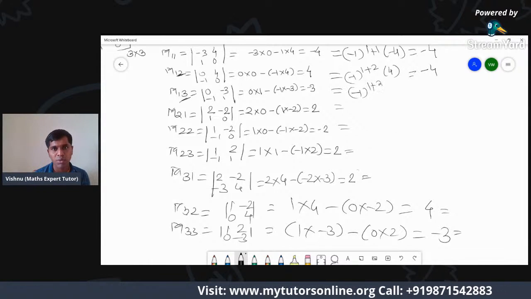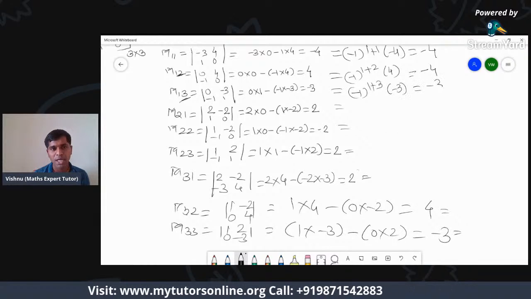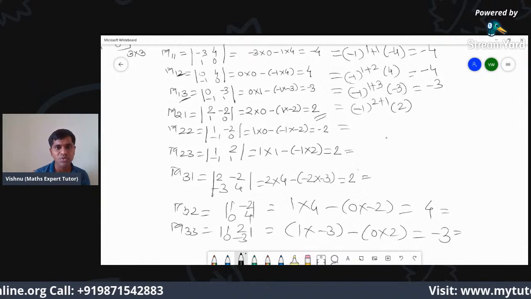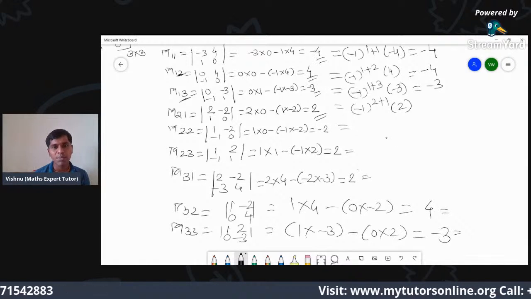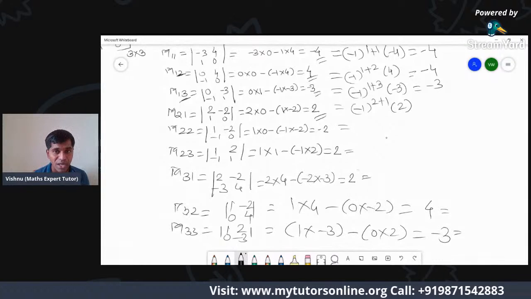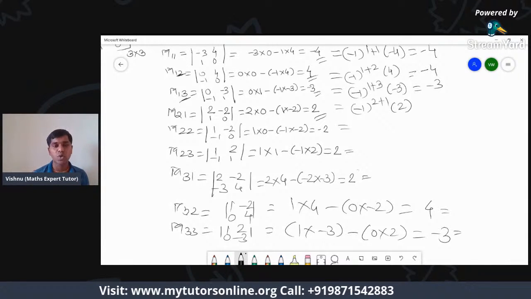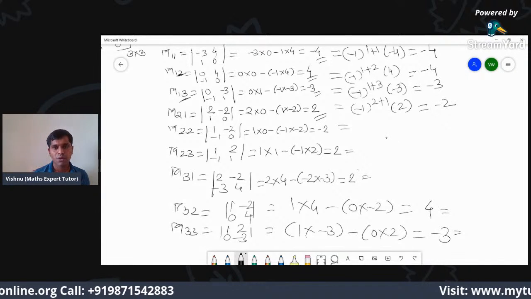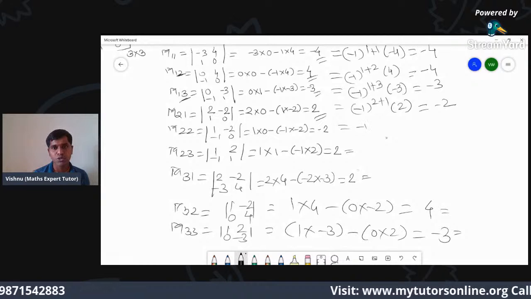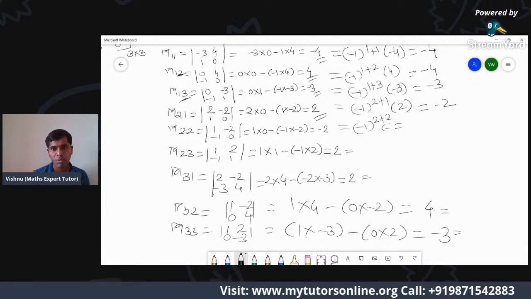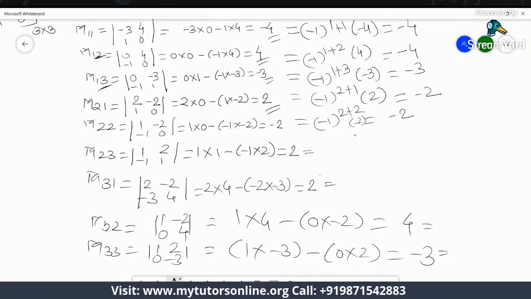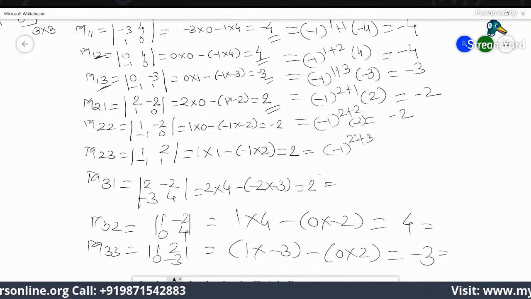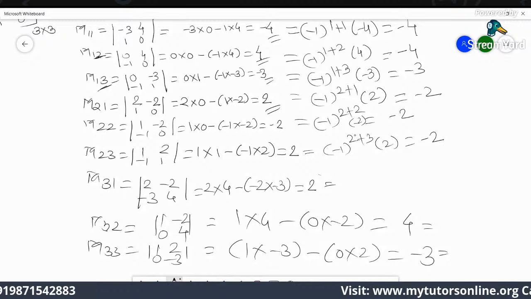Minus 1 raised to 1 plus 3, minus 3. So this is minus 3. Minus 1 raised to 2 plus 1 into 2. I am taking these values only, applying minus 1 raised to power i plus j, where i is the number of row and j the column. So minus 2. Minus 1 raised to 2 plus 2 into minus 2, that is going to be again minus 2. M23, that is minus 1 raised to 2 plus 3 into 2. It is going to be minus 2.